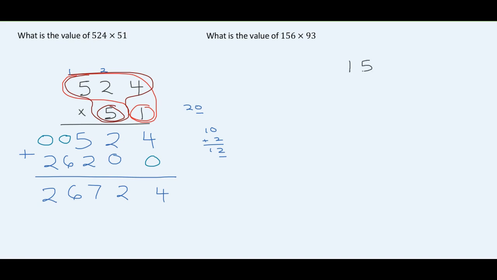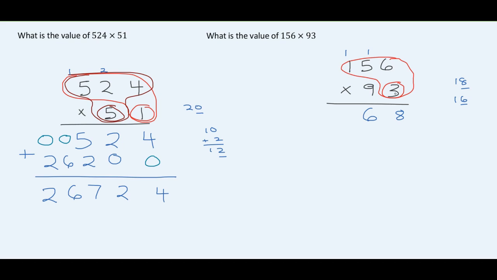Next, 156 multiplied by 93. Now we're multiplying that. Start from bottom row, 3. So now we multiply 156 by 3. 6 times 3, we have 18. So we're going to write the 8 and bring up the 1. 5 times 3, we have 15. Plus 1, we have 16. So we write down the 6, bring up the 1.